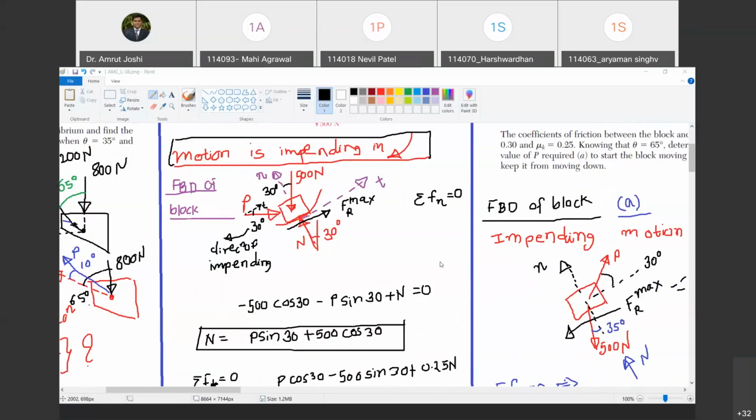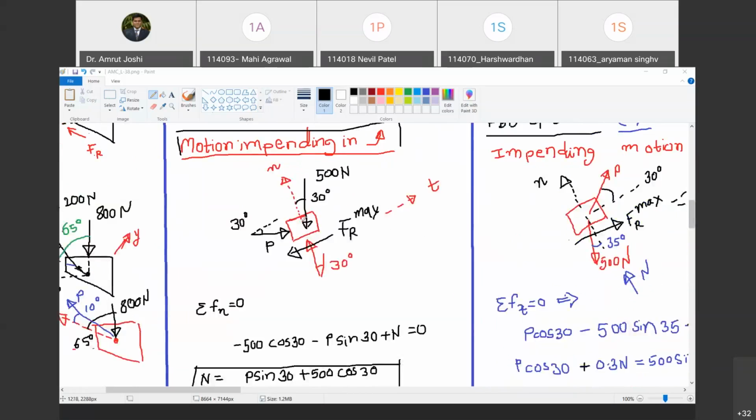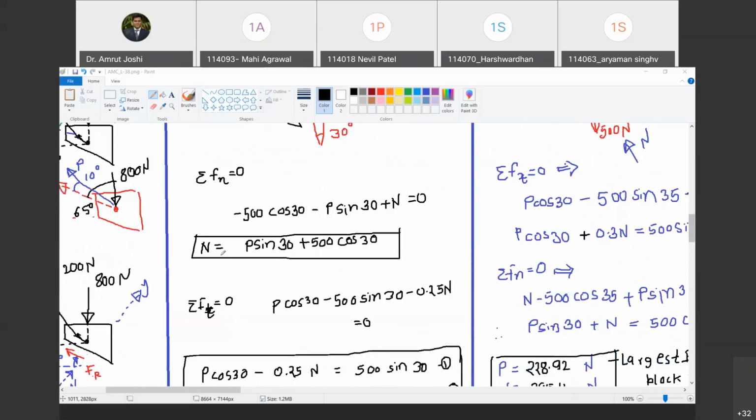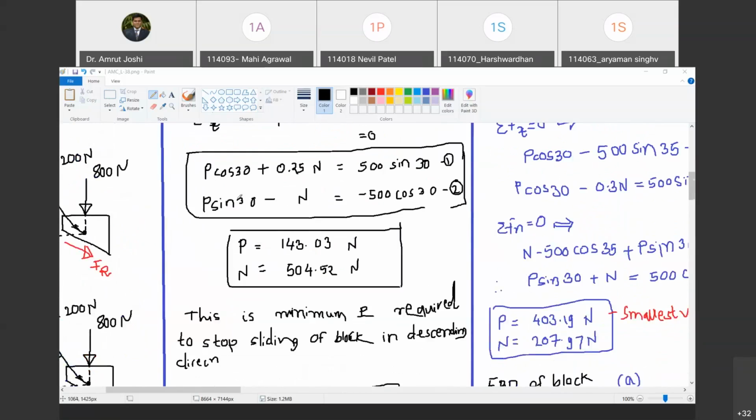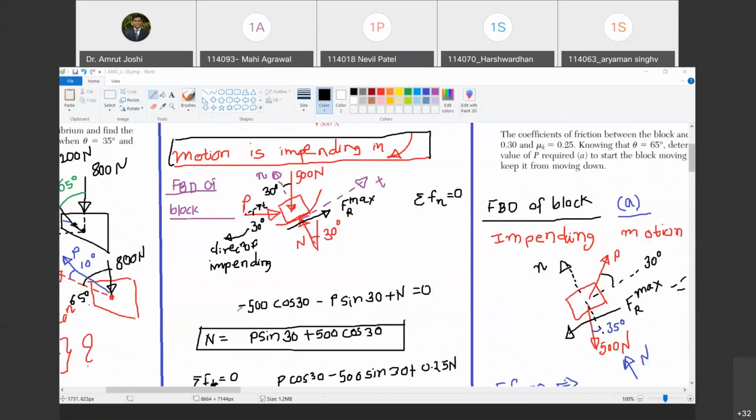Yes, sir. As this force doesn't have any component in normal direction, whether I change its direction or maintain it in the same direction, it is not going to matter for the equilibrium equation in normal direction. So the first equation remains as it is. I have preserved the first equation: summation of all the forces in normal direction equal to 0. Are you with me? Yes, sir.